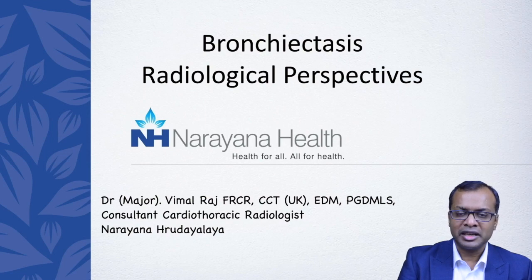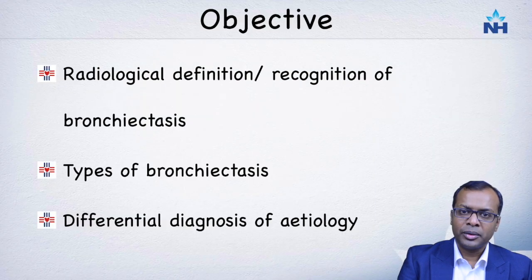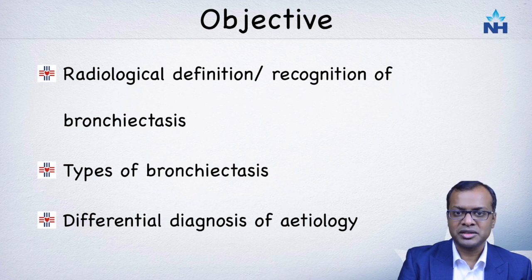My aim for today is to talk to you about the radiological principles associated with bronchiectasis. The objectives are to tell you the definition of bronchiectasis on imaging and how to recognize bronchiectasis on imaging. I will also speak to you about the different types of bronchiectasis that one may come across on imaging and also the differential diagnosis of bronchiectasis that one has to consider whenever you're dealing with a patient.